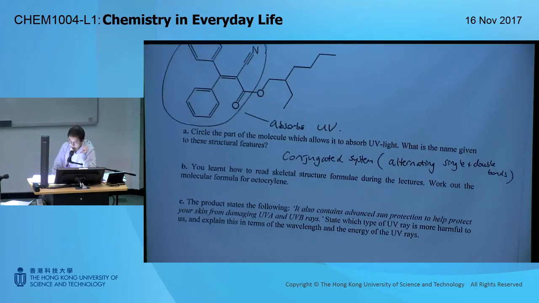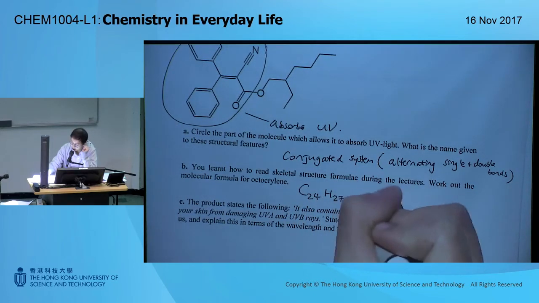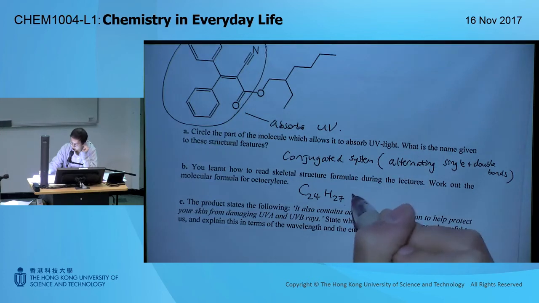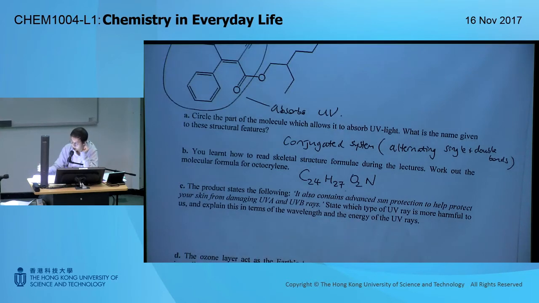Okay, so you learn how to read structural skeletal formulas. So you have to work out the formula of octocrylene from the structure. And I don't know if you tried. So the answer I give you now is C24H27O2N. Okay, so it doesn't really matter the order of the elements. Okay, so but numbers should be correct.